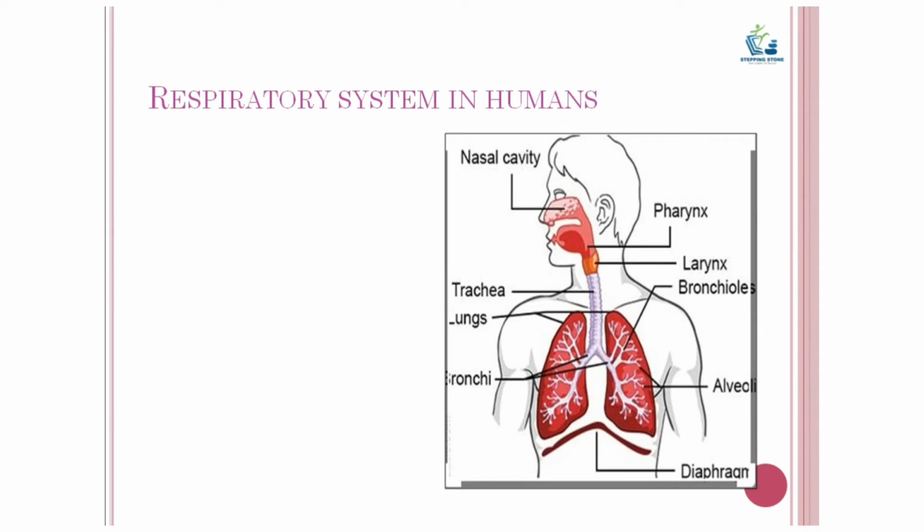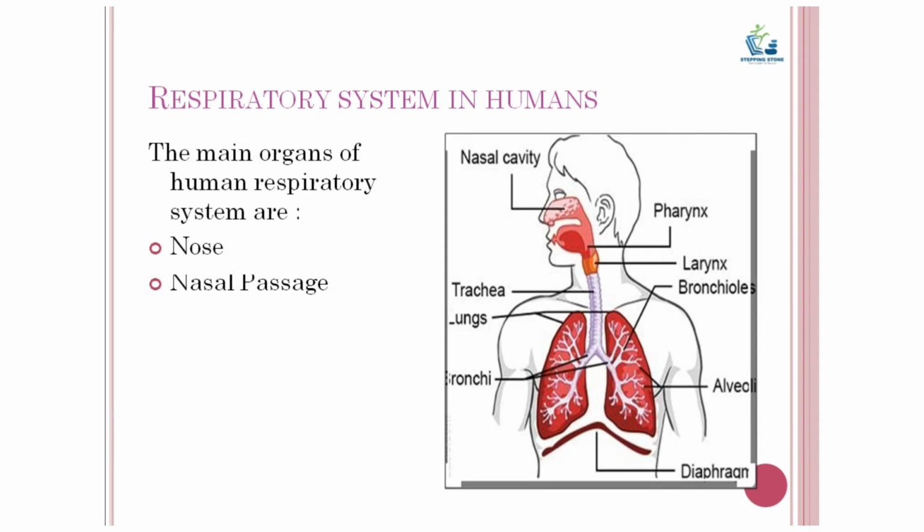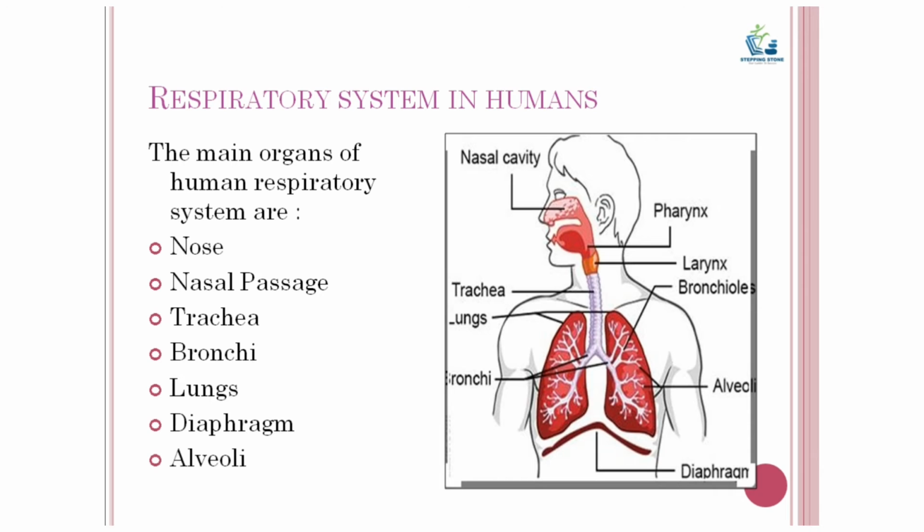Respiratory system in humans. In human beings, many organs take part in the process of respiration. The main organs of the human respiratory system are nose, nasal passage or nasal cavity, trachea, bronchi, lungs, diaphragm and alveoli.